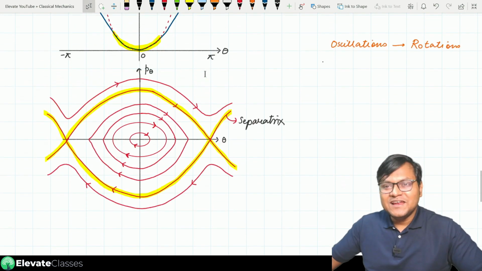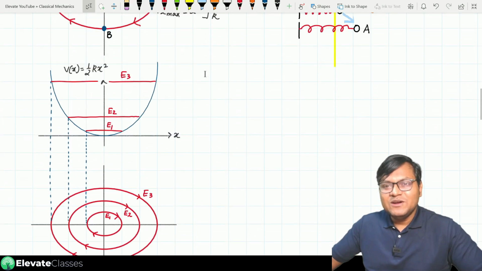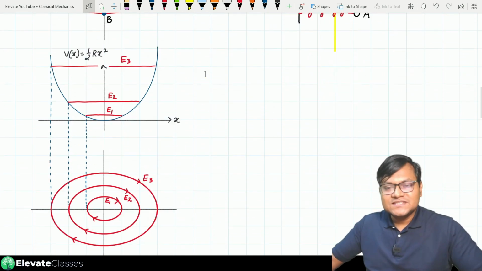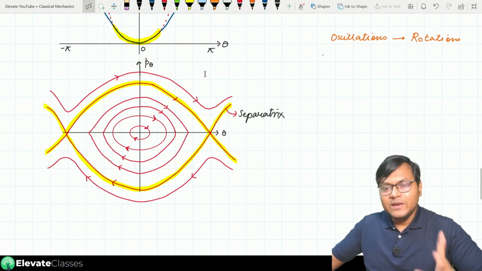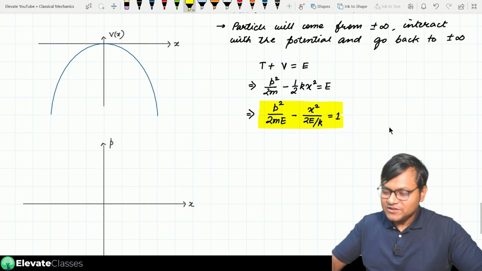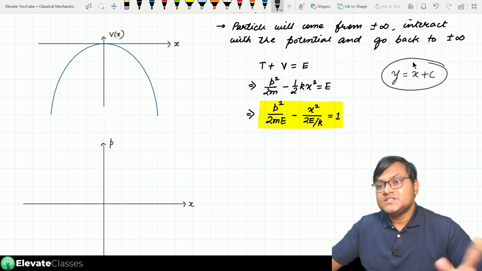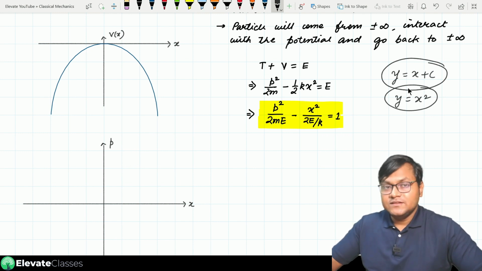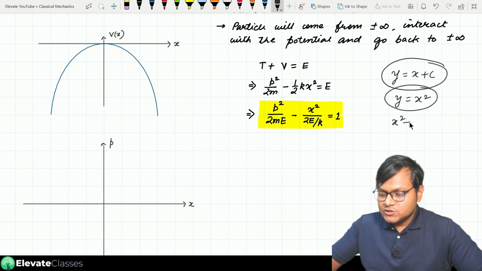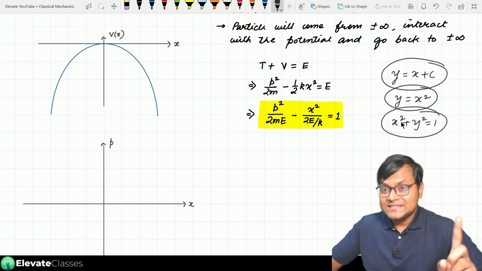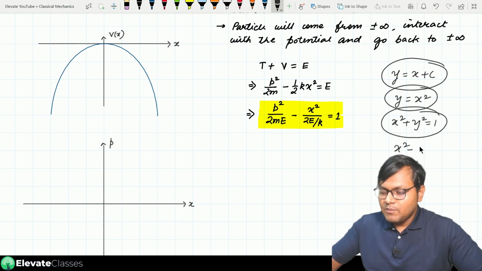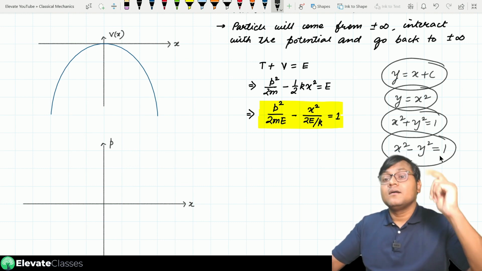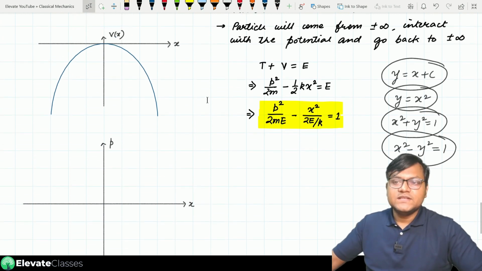थोड़ी देर पहले हमें जो equations मिला था, p square plus x square is equal to 1 वाले जो equations थे, they were ellipses, और p square plus theta square is equal to 1 वाले भी ellipses थे. ये किस तरह का equation है? You know, this is very interesting. If I say y is equal to x plus c, what is this? This is a straight line. If I say y is equal to x square, what is this? This is a parabola. If I say x square plus y square is equal to 1, what is this? This is an ellipse. But if I say x square minus y square is equal to 1, this is what? This is a hyperbola. Okay, this is the equation of a hyperbola.